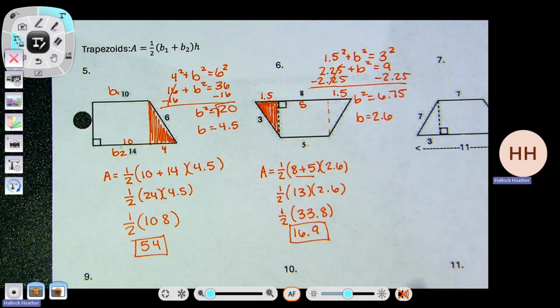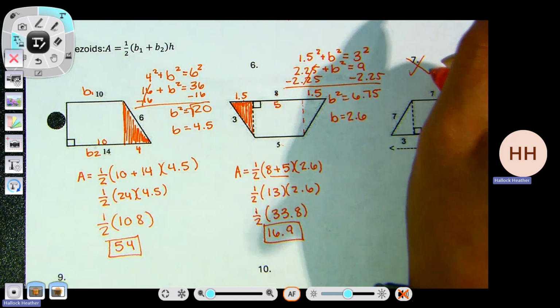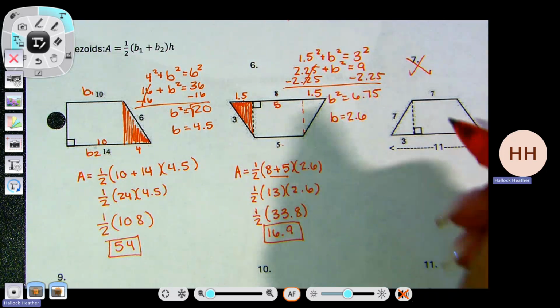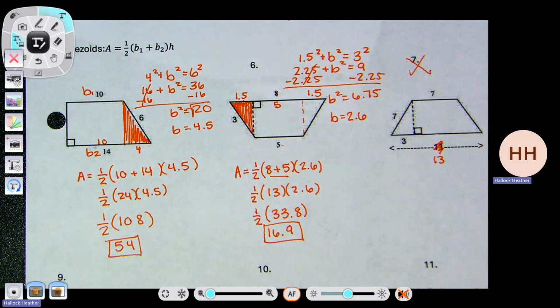Okay. On number 7, you can cross out number 7 because technically this is weird. It's supposed to be a 13 instead of an 11, but it's okay. You can just skip number 7. So cross that out, because the number's wrong.